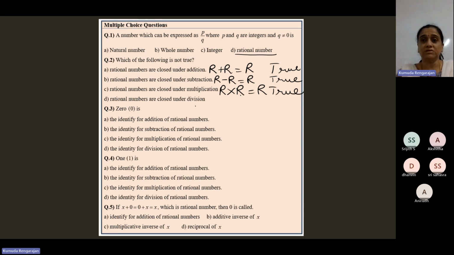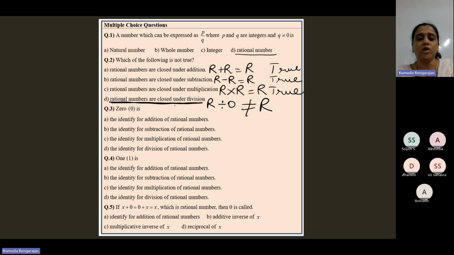Rational numbers are closed under division. This is not true because we have one exception. It's not always true because when the denominator is 0, that is the second rational number is 0, a rational number divided by 0 is not a rational number. Rational numbers are closed under division is the statement. This one is not true. A rational number divided by 0 is not defined.